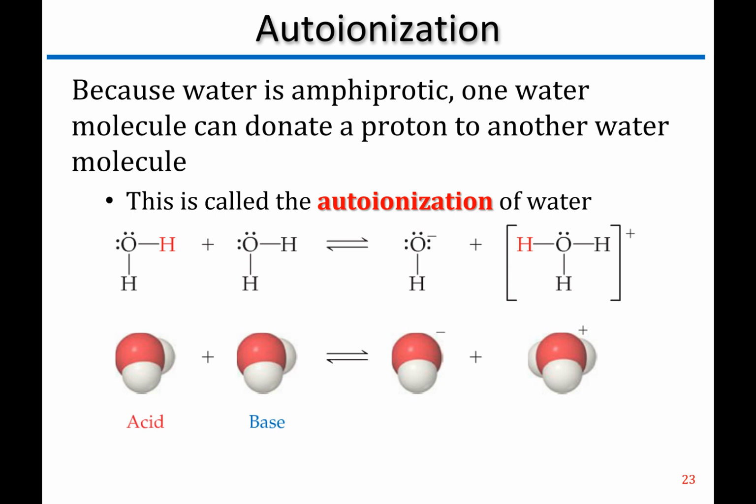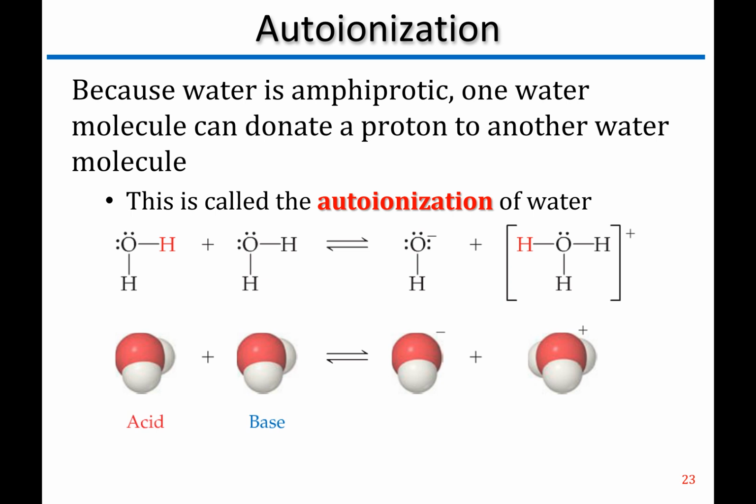So that means even though we always refer to water as H2O, what we actually have in a sample of water is OH minus and H3O plus. And this is always occurring. It's always going back and forth, from H3O plus to OH minus and back. So it's never just H2O itself.